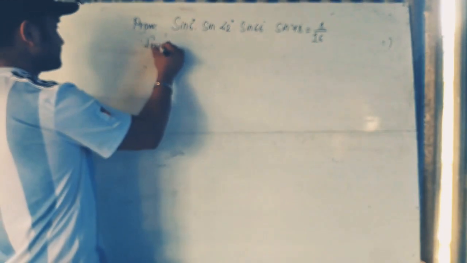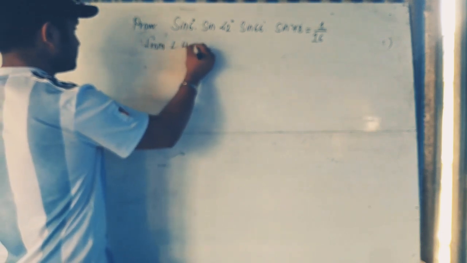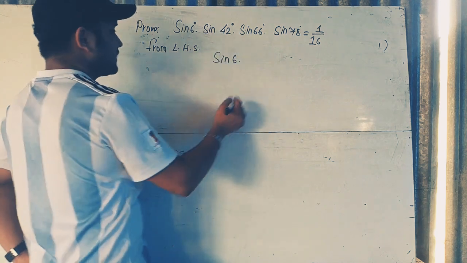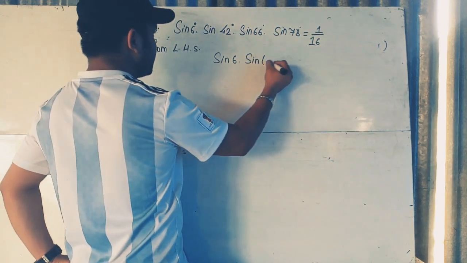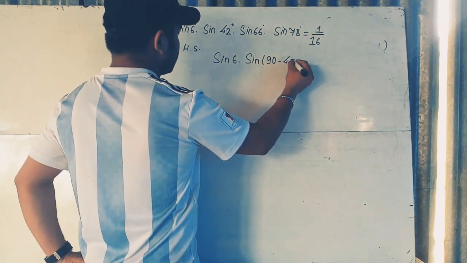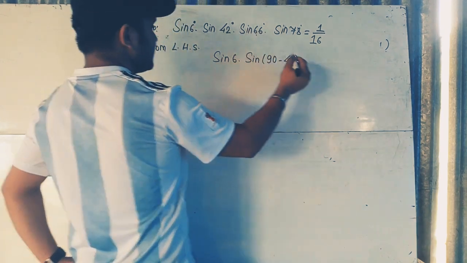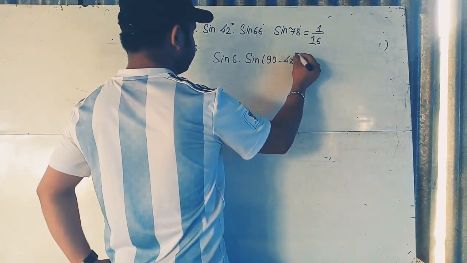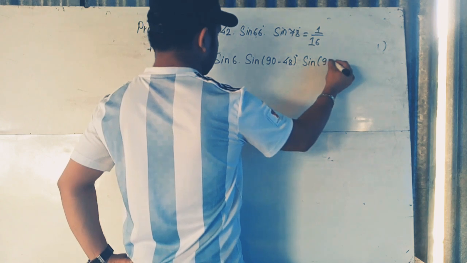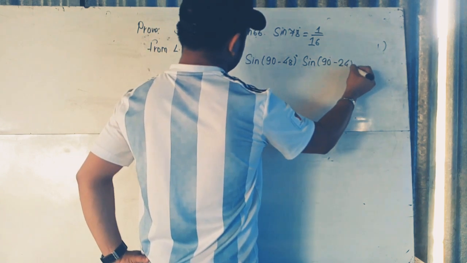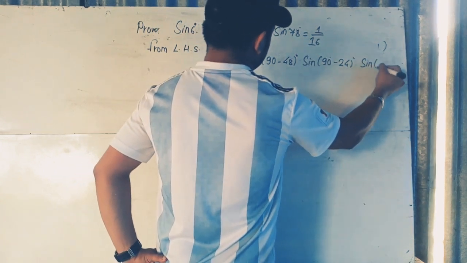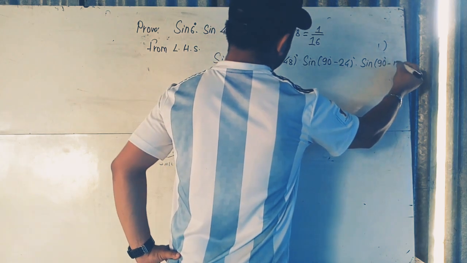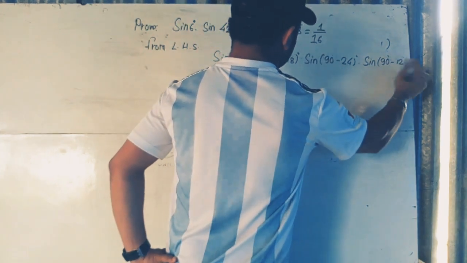Let's solve this problem. We have been told to prove this thing. Start from the LHS. So in LHS you have sine 6. In place of sine 42 you can write here sine 90 minus 48. In place of sine 66 you can write here sine 90 minus 24. In place of sine 78 you can write here sine 90 minus 12. So this is the first step we did.